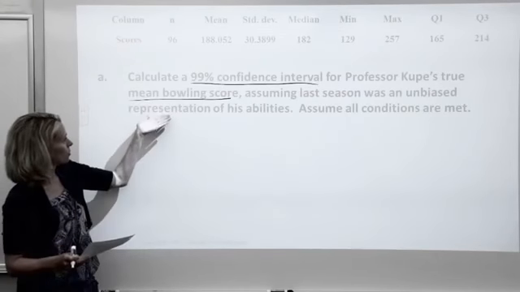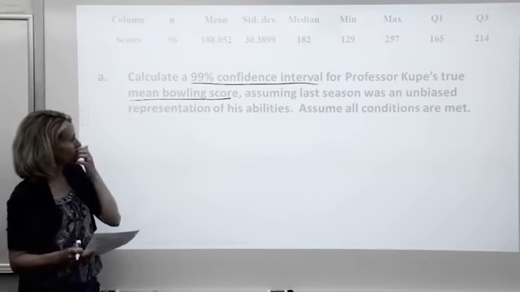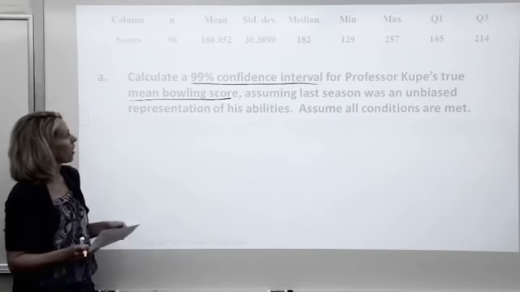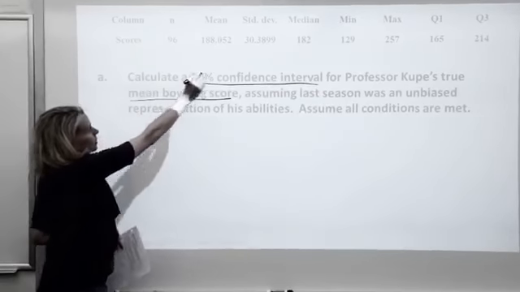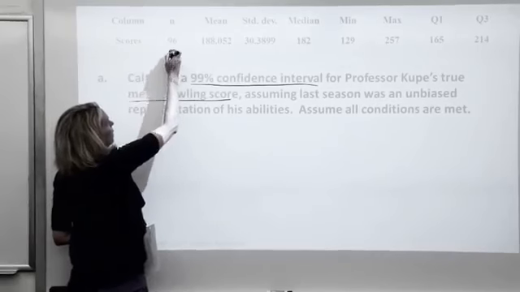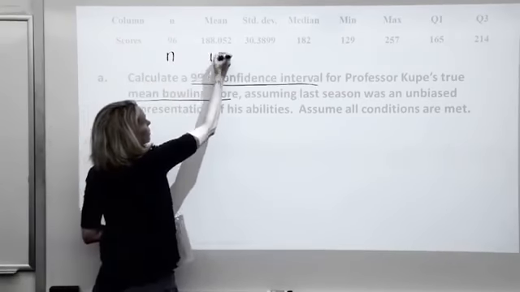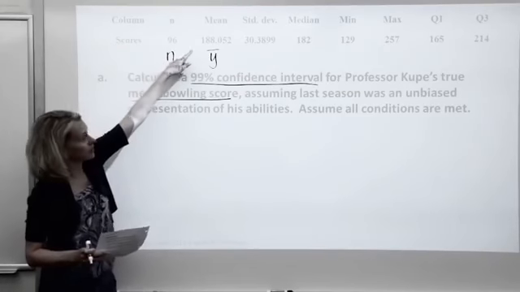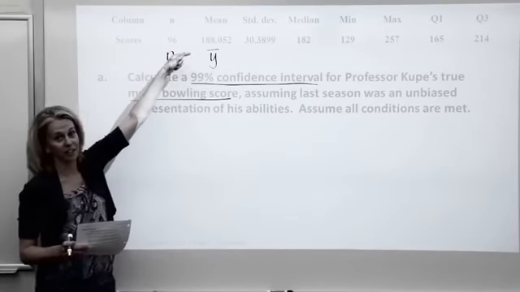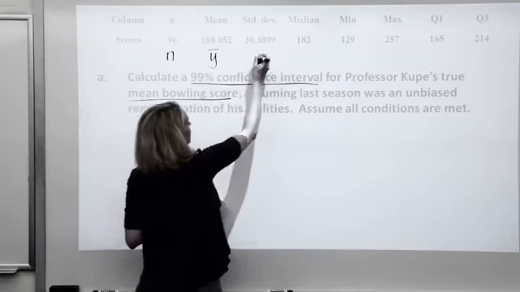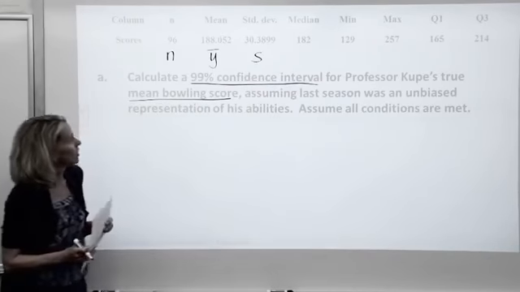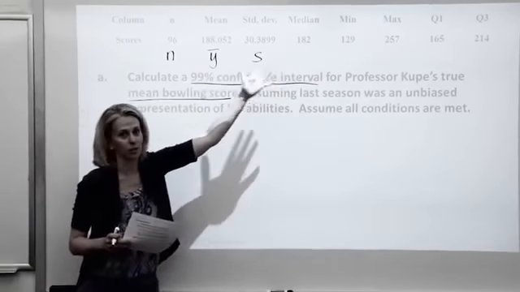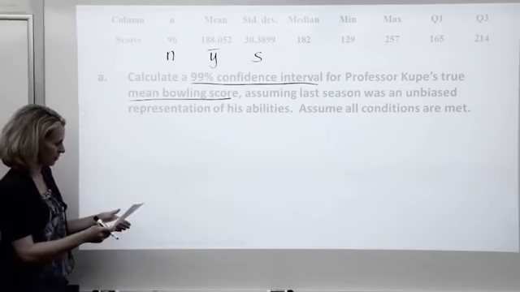And so since we're doing that, we're going to end up using a critical t-score in our confidence interval. Just some things from your summarized statistics. We have our sample size, we have the sample mean. His average bowling score for those 96 games was about 188. And we have his standard deviation for those games. We have some other statistics here, but I don't think we'll need those for our confidence interval.